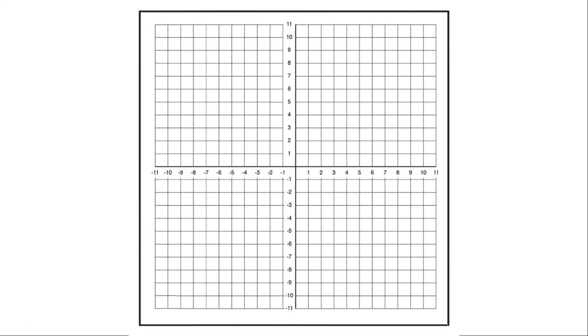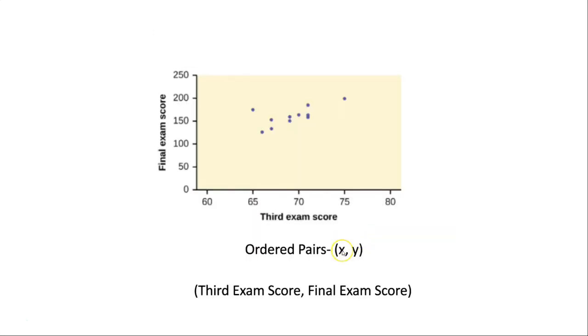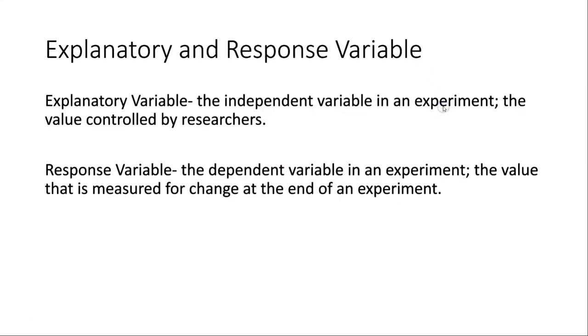This is graphing. We've made a coordinate plane here. Our x is going to stand for the third exam score, and our y is going to be the final exam score. So all I'm doing is mapping out everybody's third score, and then I go up to their final exam score. So this person got like a 64, and a 180, something like that. So we're going to put them all into a picture, and now we want to describe them.